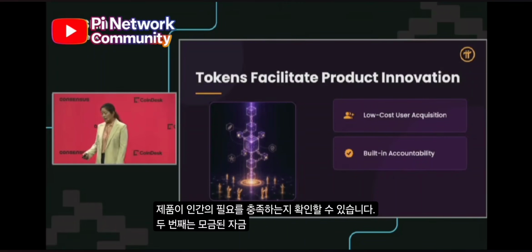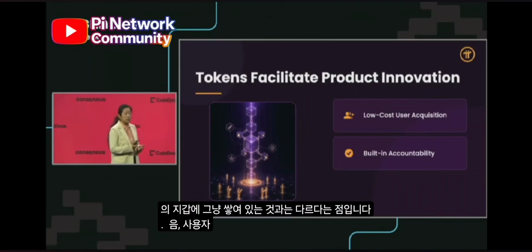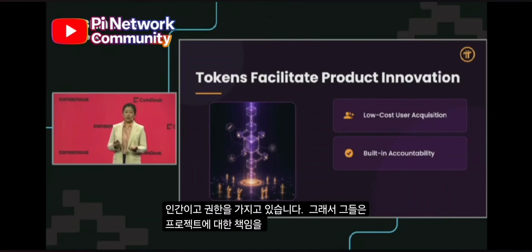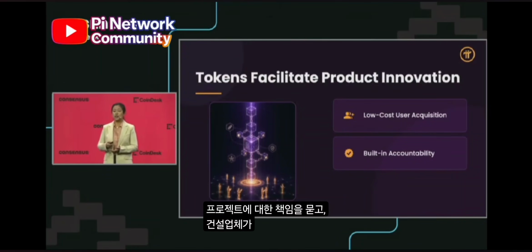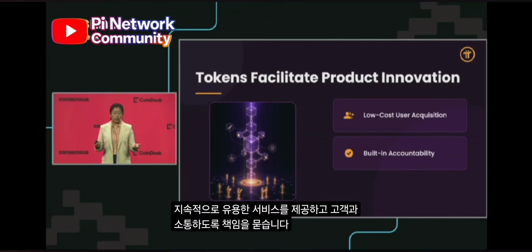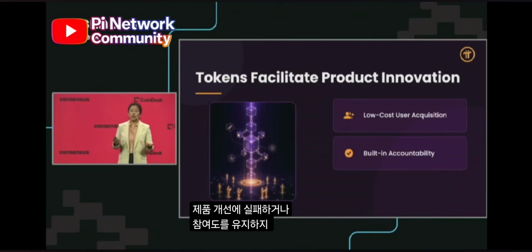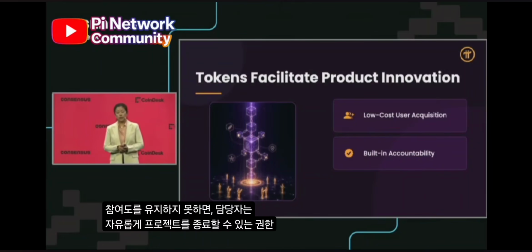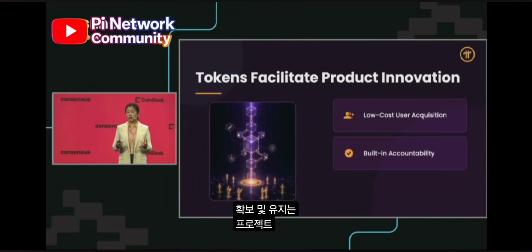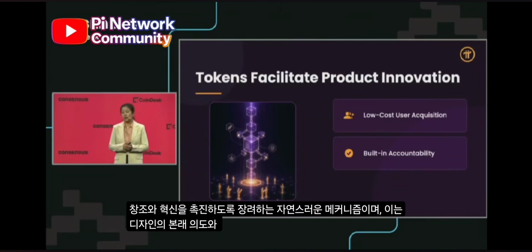Second, unlike the capital raised, which is just sitting in the wallet of the project party, users acquired are humans. They have agency. So they keep the project and the builders accountable for providing ongoing useful services and engagement. If the projects fail to improve their product or keep the engagement, then they have the agency and the free choice to leave. So organic user acquisition and retention are natural mechanisms by which projects are encouraged to create and innovate, which is the original intent of the design.